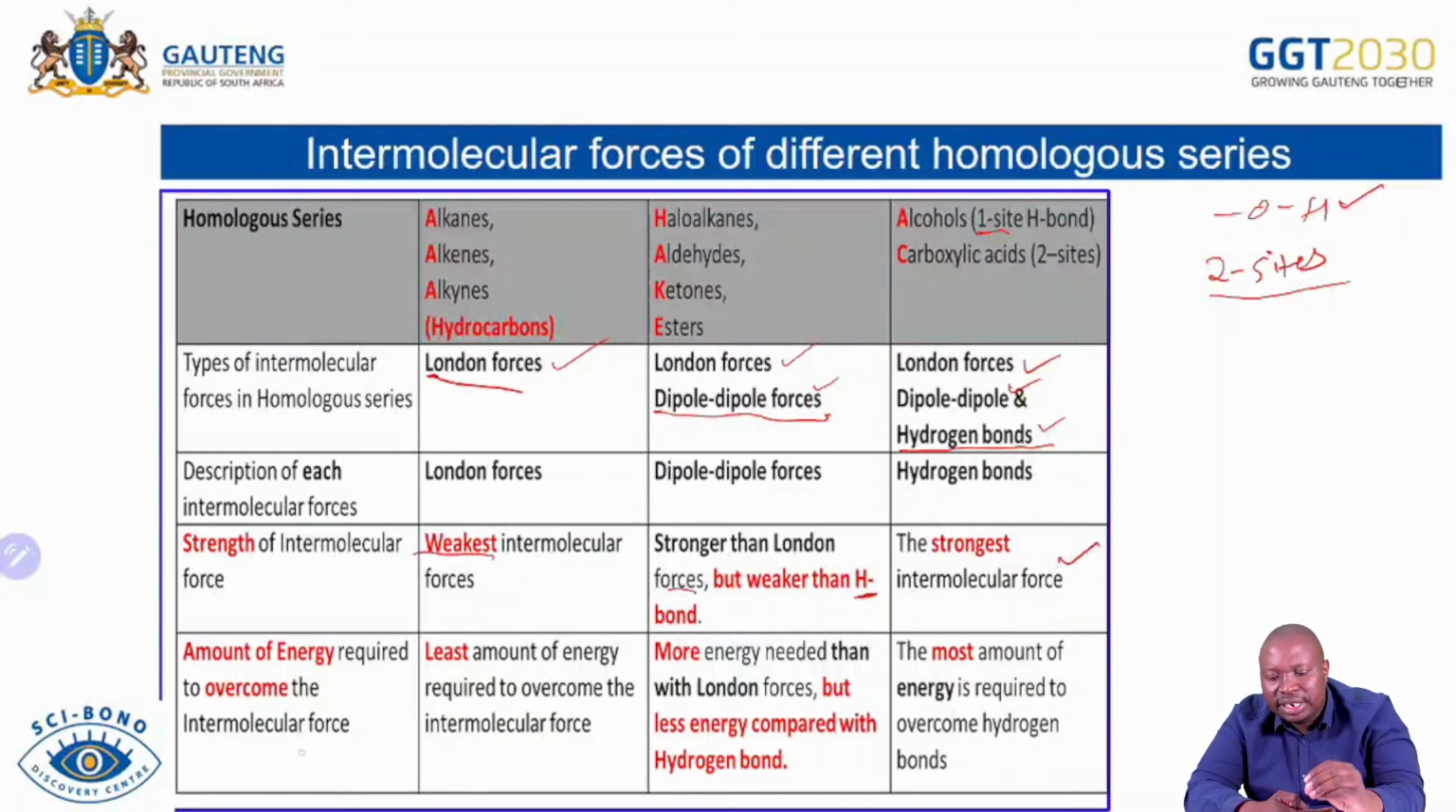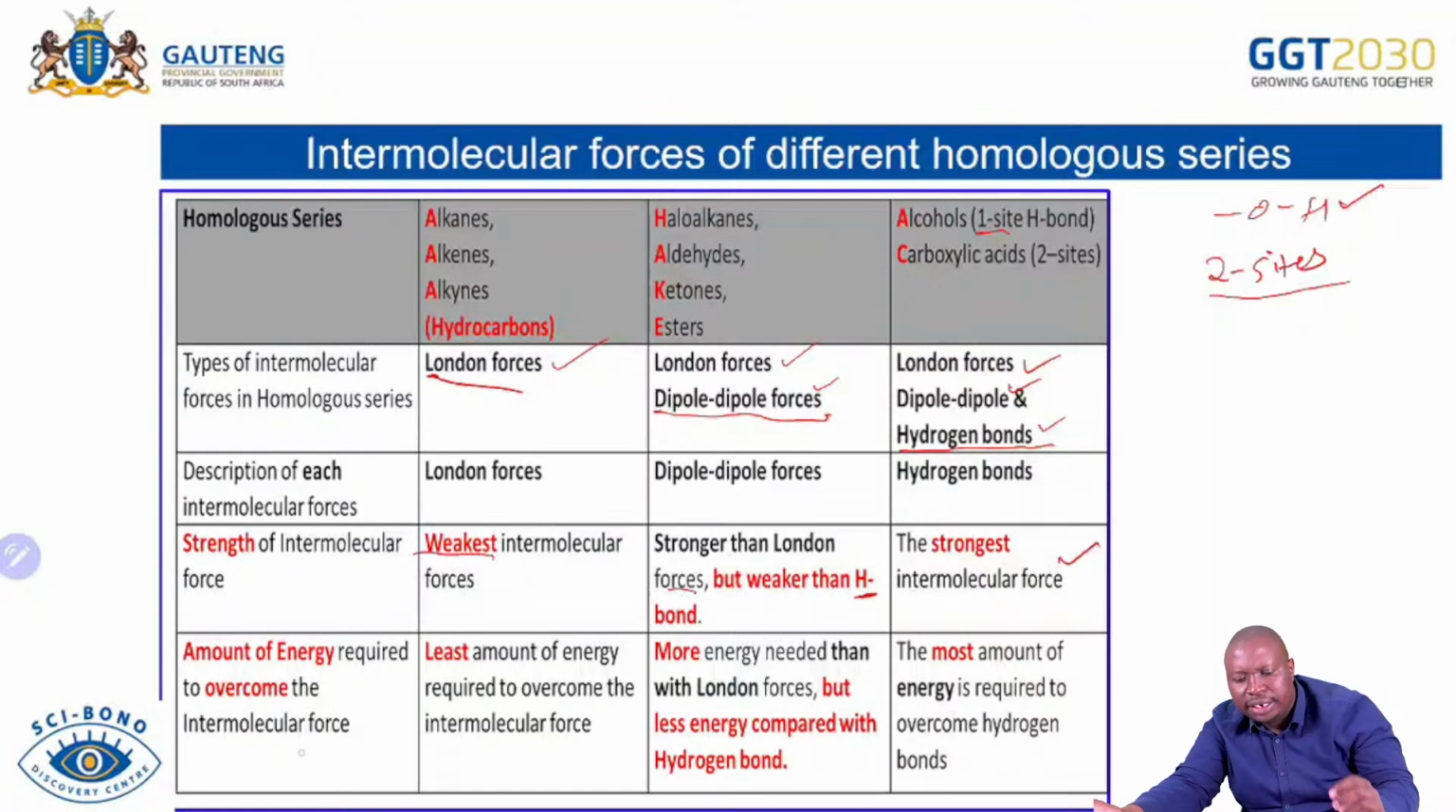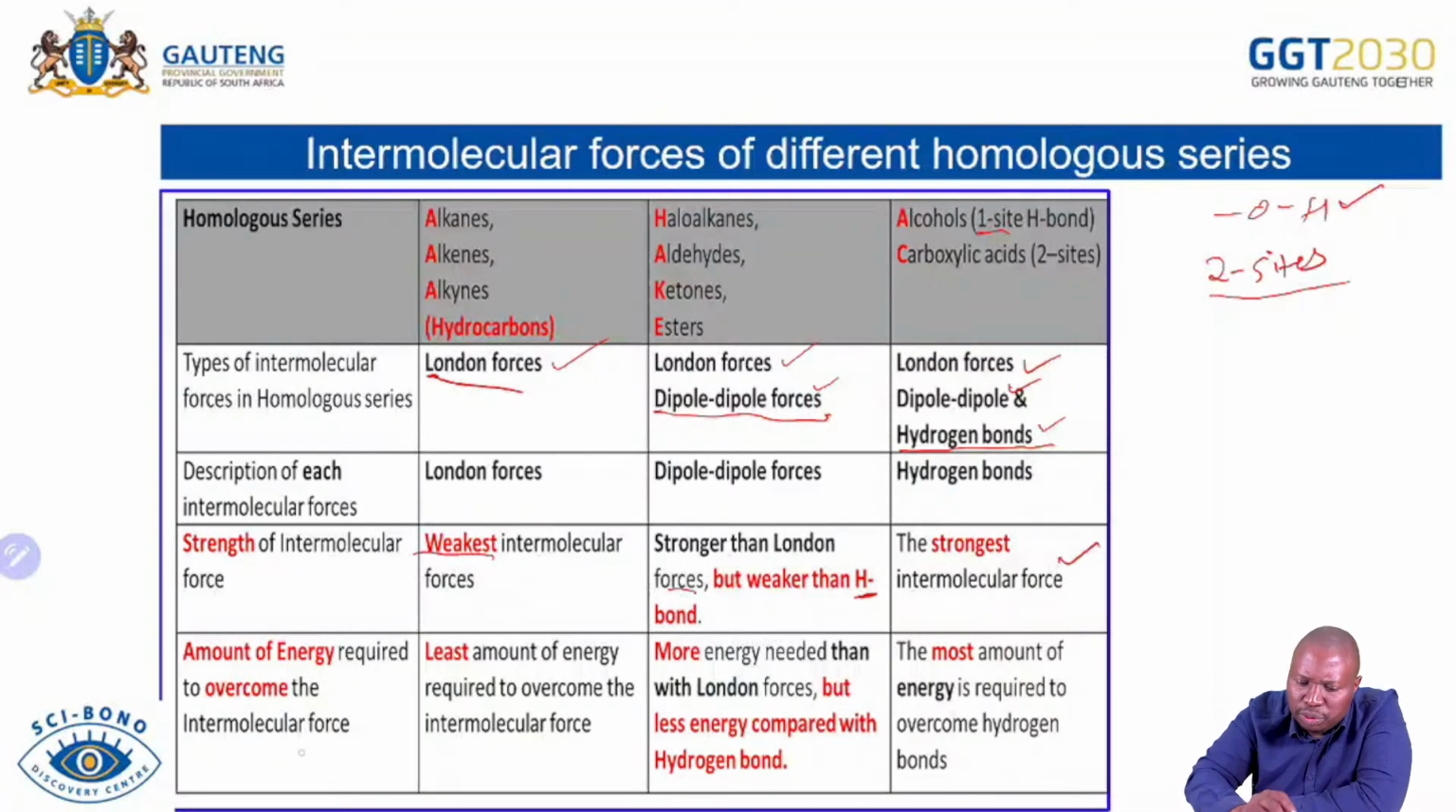This statement, you must write it in full: when you talk about energy, we are talking about the energy required to overcome the intermolecular force, whether more energy is required or less energy is required. So you are able to say the least amount of energy is required to overcome the intermolecular force, or more energy is required.